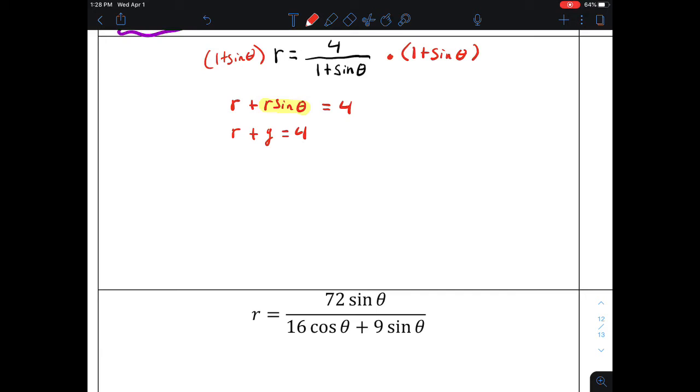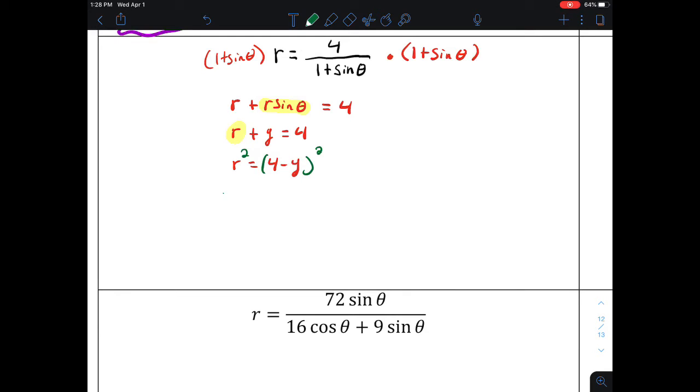And then I'm going to move the y to the other side because the problem that we have really is this r that's not being multiplied by a trig function. So I'm going to wind up having to square it. But before I square it, I want to isolate it. So r is equal to 4 minus y. And now we're going to square both sides. So I'm going to square the left, and I'm going to square the right-hand side.